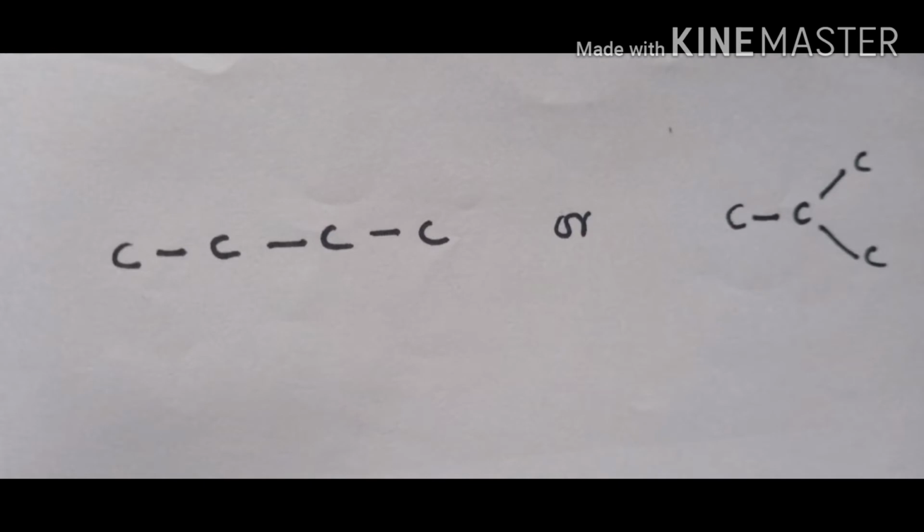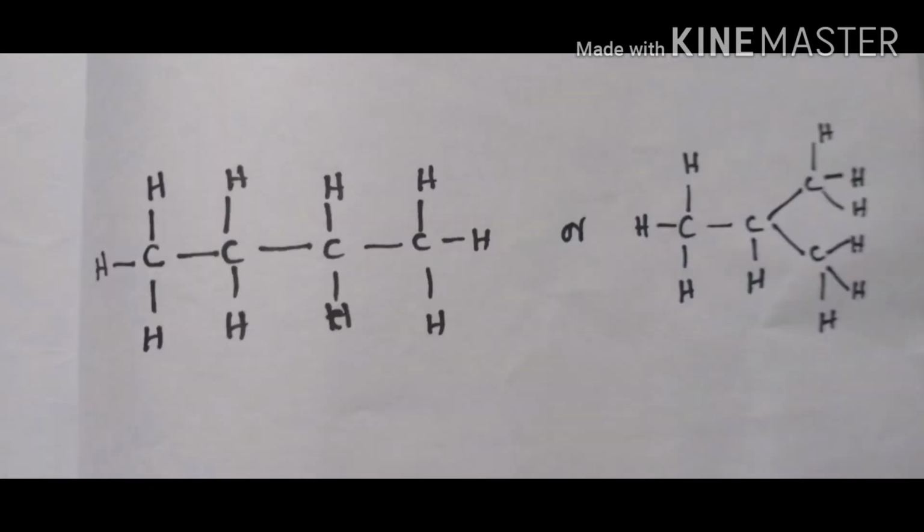In this molecule there are 4 carbon atoms. So, these are the possible carbon skeletons for this molecule. A single carbon atom can form 4 covalent bonds. So, if we fill the remaining valencies with a hydrogen atom, we will get the structures like this.